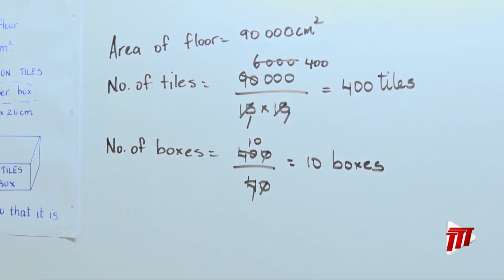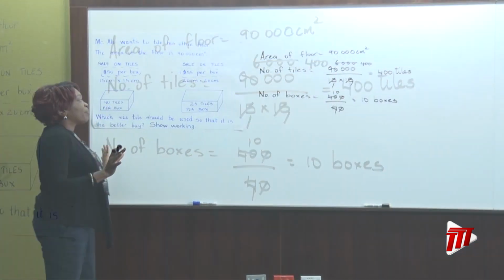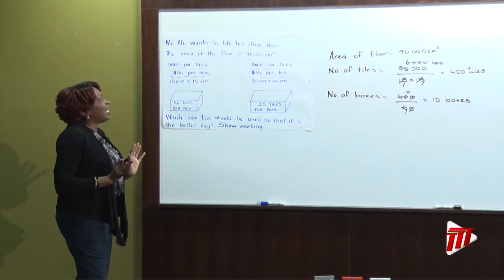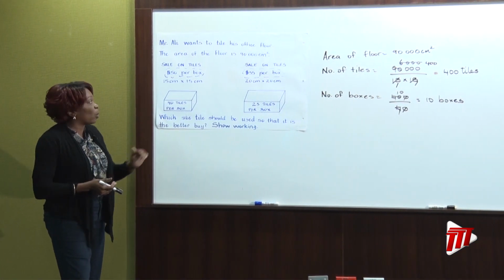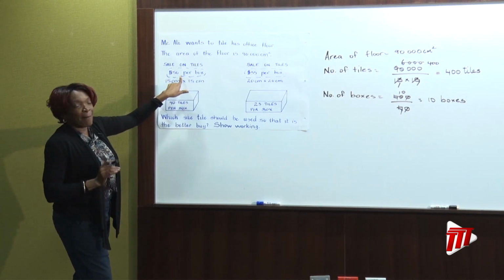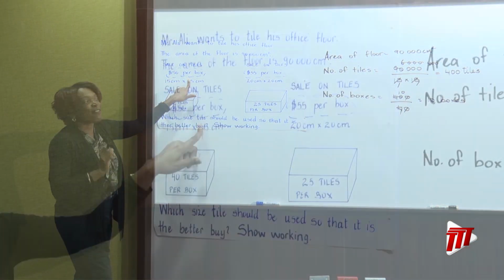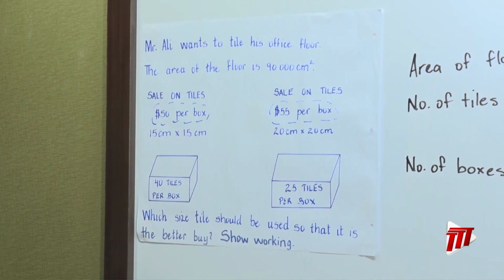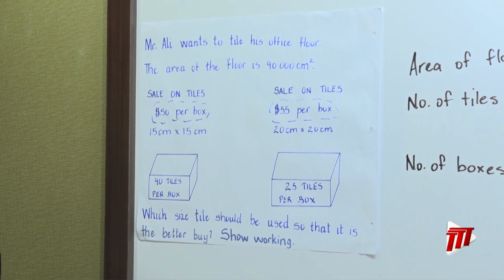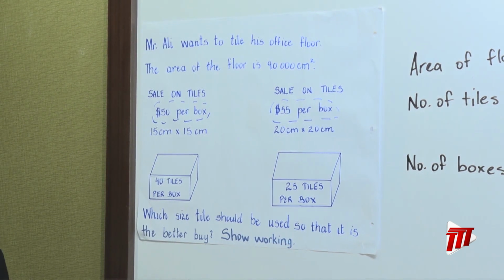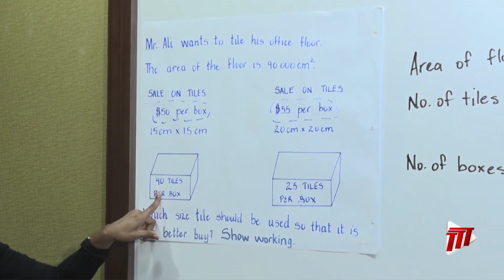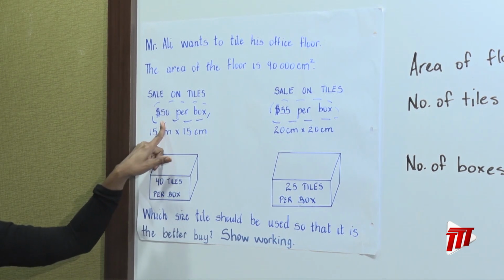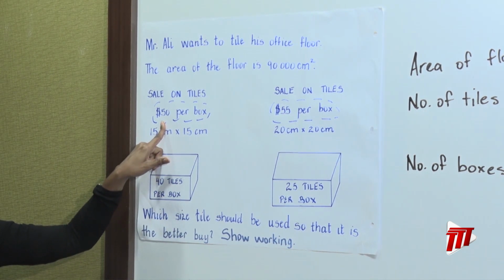So we need 10 boxes. So far, so good? We need to calculate something else. Let's go up. Each box costs $50 per box. So to find out the amount of money that is going to be spent, we now need to multiply the number of boxes by the cost per box. Are you seeing that, boys and girls?